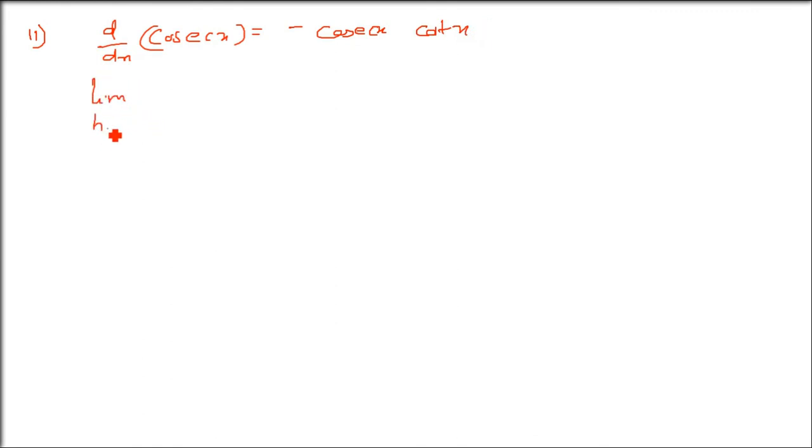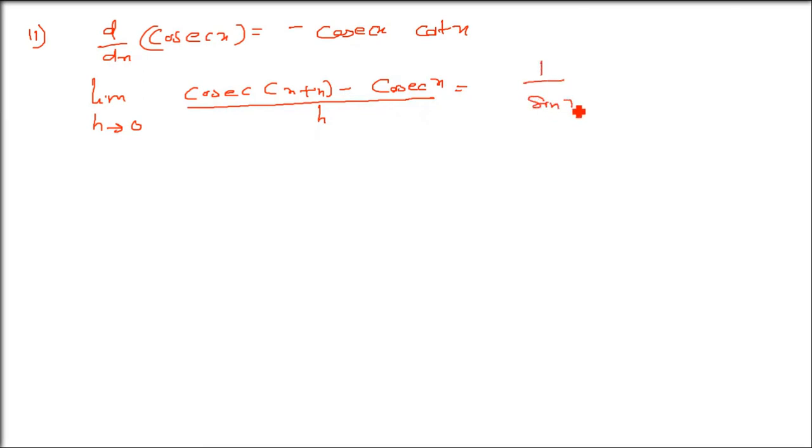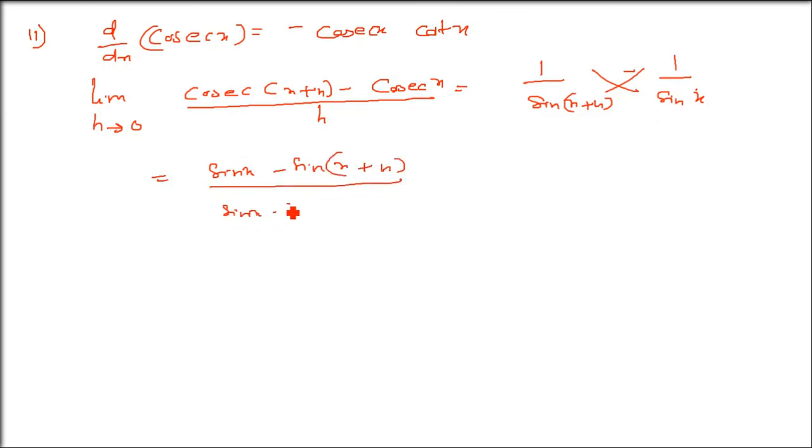So d by dx of cosec x, that is f(x plus h) minus f(x) by h. This is f(x plus h) minus f(x), that is cosec x, divided by h. Now just convert it into sine. 1 by sin(x plus h) minus 1 by sin x, and then divided by h you have. H I'll deal later. So just take the LCM. So sin x minus sin(x plus h) divided by sin x times sin(x plus h). And let us have h also.